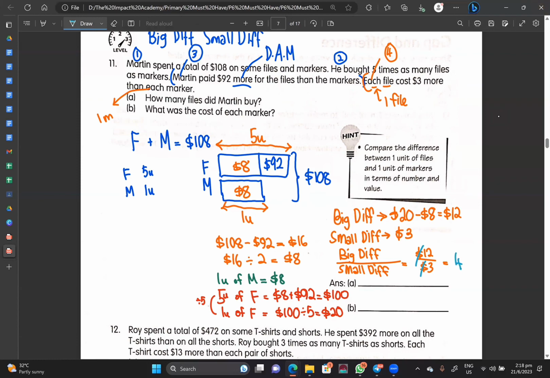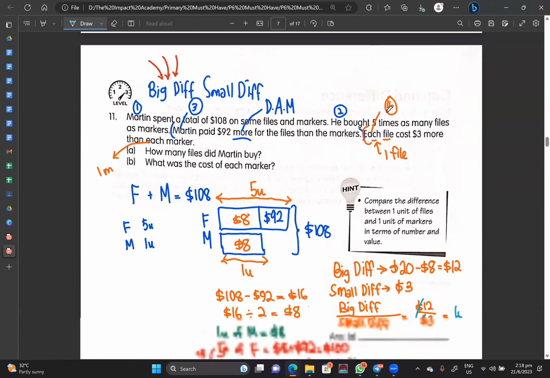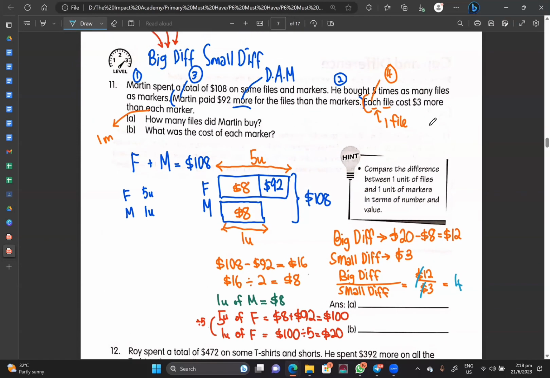Teacher Joseph, 4 what? Okay, so here's how it works, right? For big difference, small difference, if you have attended my lesson, you know that I always say there are only 2 types of unit. In this question, you can see very obviously, of course, Teacher Joseph, I know it's dollar sign. It's the first kind of unit, correct? My answer can be in dollar sign. Now, the second kind of unit, it is either file or markers. You understand what I'm saying? So this 4 is basically just 4 items.